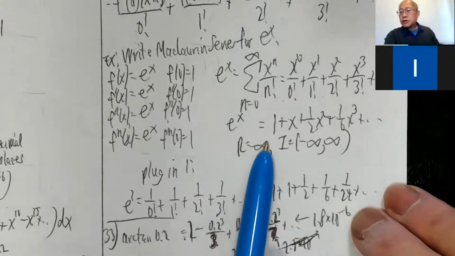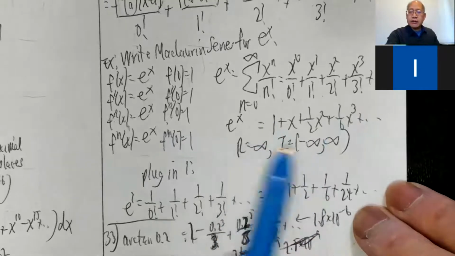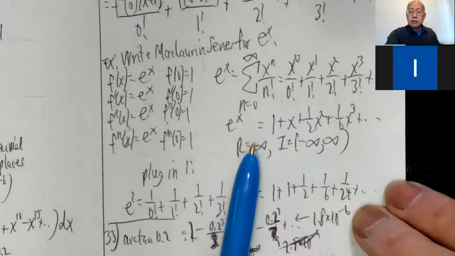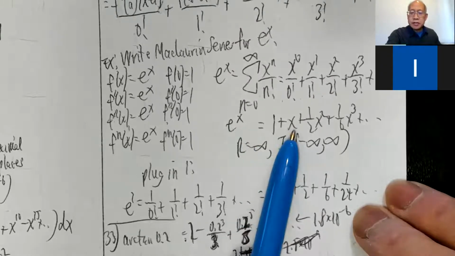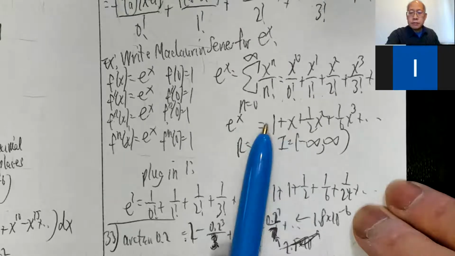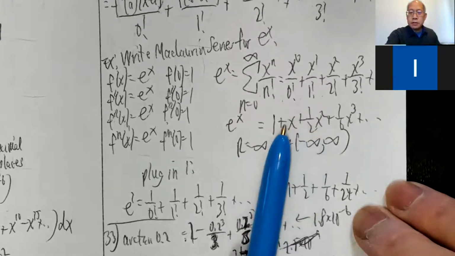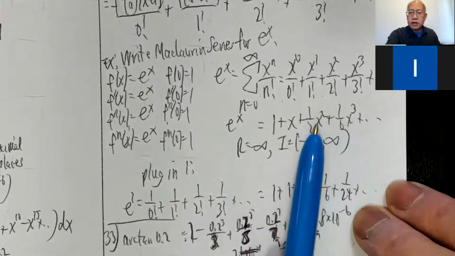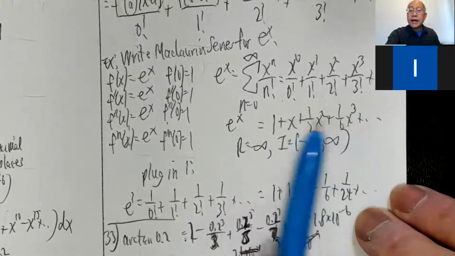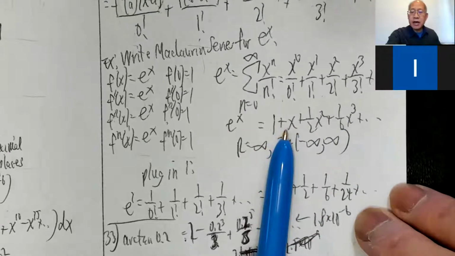Okay, so some other side notes. Take a look. If I take a derivative of this, the derivative of 1 is 0, right? Derivative of x is 1. Derivative of half x squared is x. Derivative of 1/6 x cubed is 1/2 x squared. Okay. That proves the derivative of e to the x is e to the x. We get the same thing back.